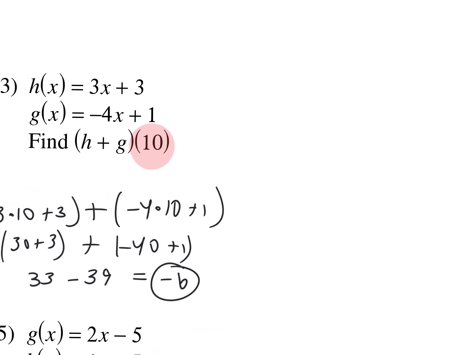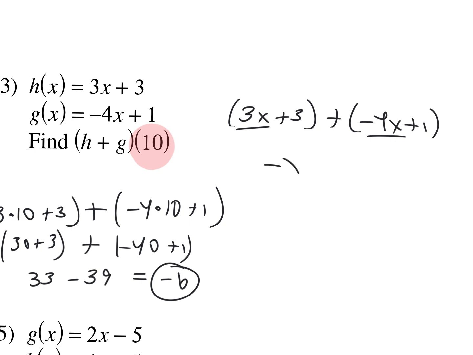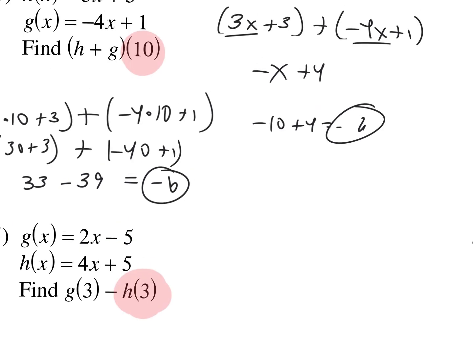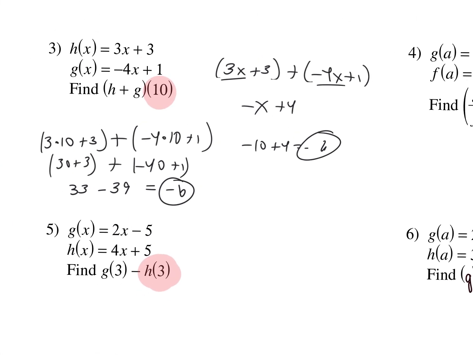You would get the same answer if you added them together first. 3x plus 3 plus negative 4x plus 1. Combine like terms. 3x and a negative 4x is negative x. And then 3 plus 1 is 4. And then plug in 10. You get the same thing, right? You get negative 10 plus 4, which is negative 6. If you want to combine the functions first and then plug the number in, you can. Everybody with me? Okay.